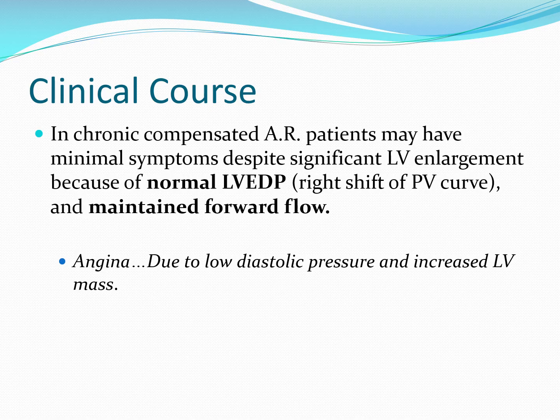And why is that? Because there's a right shift in the pressure volume curve. So the heart has moved to a new curve on the right. It can fill more without a rise in left ventricular diastolic pressure. And it will eject more, so we'll have normal forward flow.